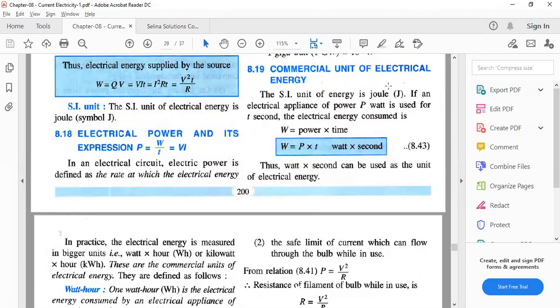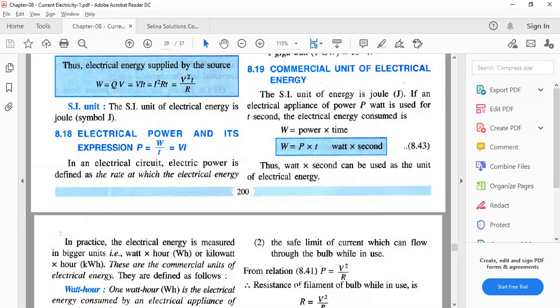Commercial unit of electrical energy. Now we are talking about electrical energy commercial unit. Commercial मतलब जो हम लोग bills pay करते हैं. The SI unit of energy is joule. If an electrical appliance, now we are talking about another way. We are not talking about electrical energy. We are talking about commercial electrical energy. So if an electrical appliance of a power P watt is used for T second, like तुमने अभी television use किया. Now television has some watt, okay, some power, and you have used it for some seconds, or you can say you have used it for some minutes or hour. So what will be the electrical energy consumed?